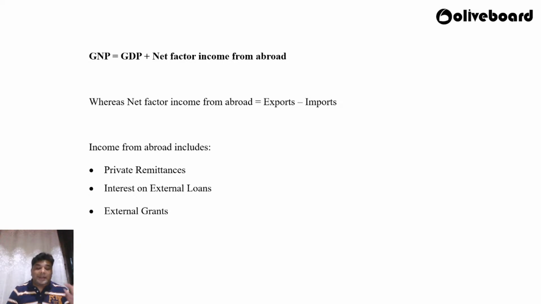So for India, GNP is equal to GDP minus income from abroad, right? Whereas theoretically it is GNP is equal to GDP plus net factor income from abroad. Okay, so with this I end my lecture for the day. I hope you have understood the difference between GDP and GNP.